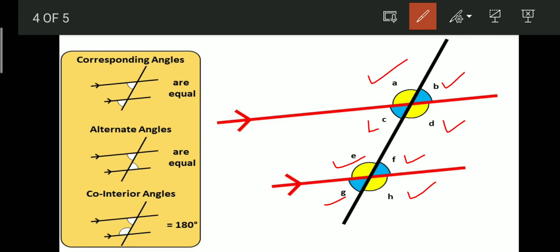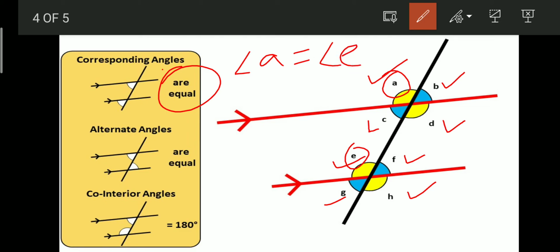Now when a transversal line cuts two or more parallel lines, if we talk about only two parallel lines, then their corresponding angles are equal to each other. So we can see angle A and angle E are corresponding angles, so they are equal to each other in parallel lines. In the same manner, angle C and angle G are equal to each other, angle B and F are equal to each other, and angle D and angle H are equal to each other if a transversal line cuts two parallel lines.